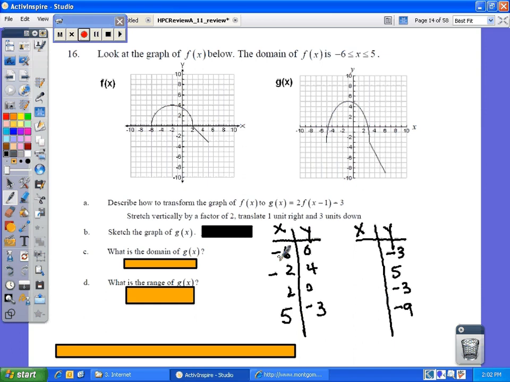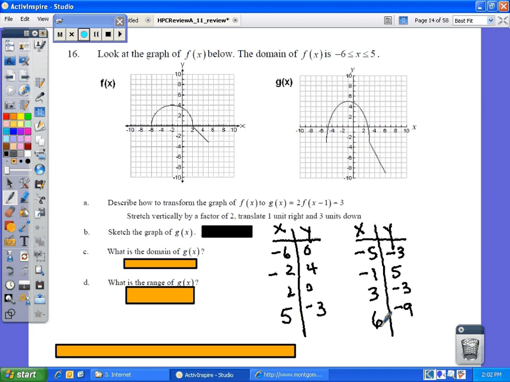Now the corresponding x coordinates, the only thing I have to transform is to shift all my points to the right by 1. So negative 6 plus 1 is negative 5. This would be negative 1. This would be 3, and this would be 6.